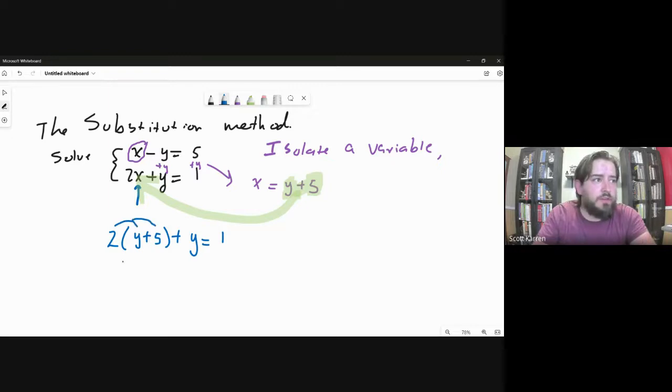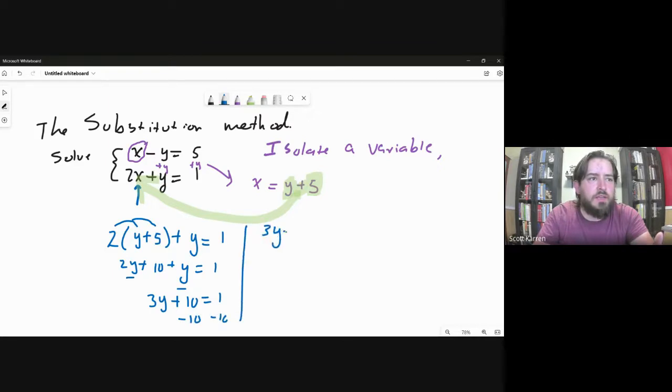Start by distributing the 2. That gives me 2y plus 10 plus y equals 1. Combine my 2y and y to give me 3y plus 10 equals 1. Subtract my 10 from both sides. This gives me 3y equals negative 9. And if I divide by 3, I've got y equals negative 3. And that's half of my solution.